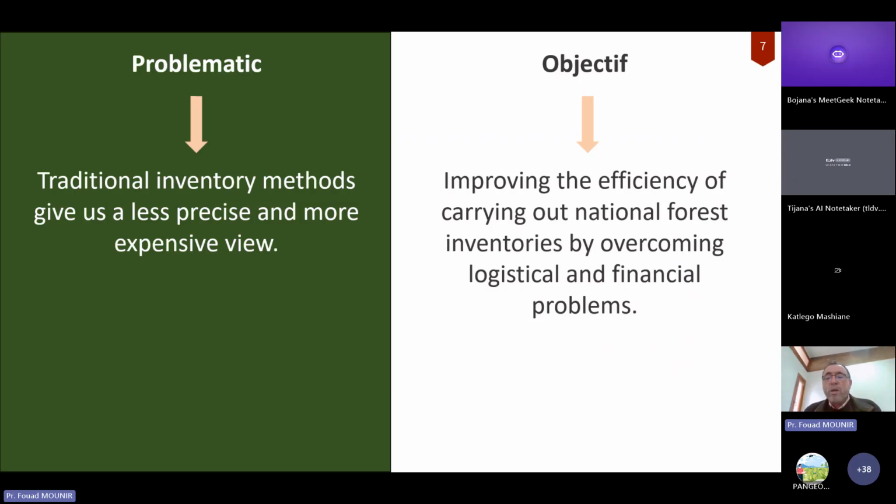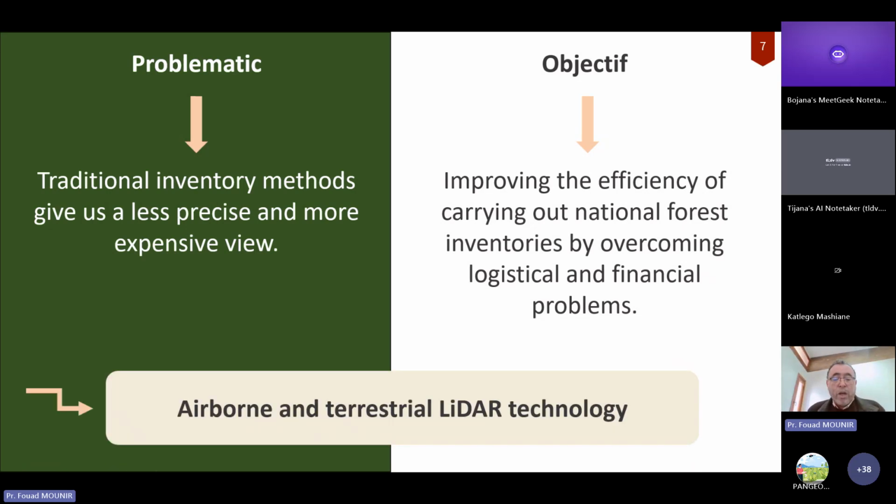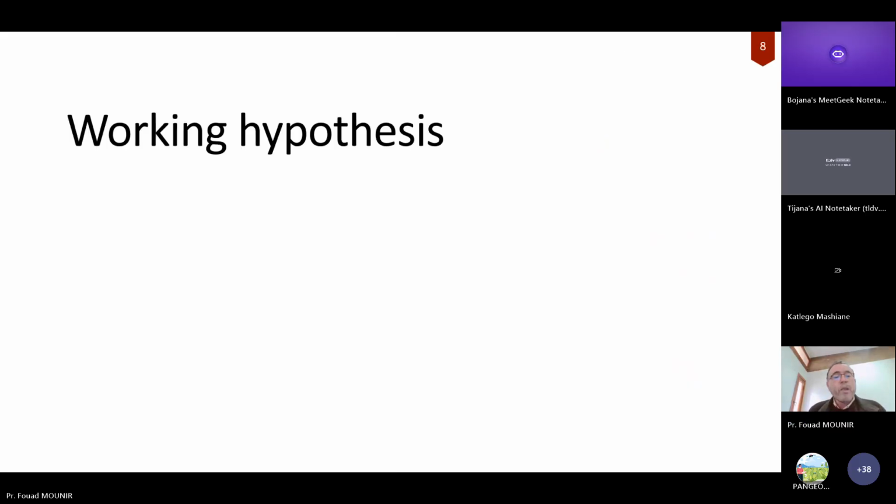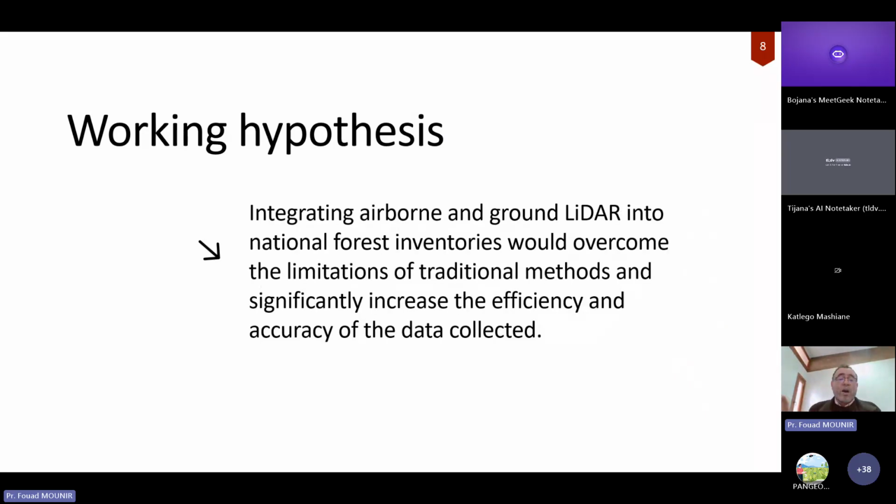That's the reason why we try to improve the efficiency of our national forest inventory by overcoming the logistical and financial problems, and introducing airborne and terrestrial LiDAR technology. This gives us the hypothesis of our work, which was carried out in two sites, a natural forest stand and an artificial forest stand. Our hypothesis is that integrating airborne and ground LiDAR into the national forest inventory would overcome the limitations of traditional methods and significantly increase the efficiency and accuracy of data collection.